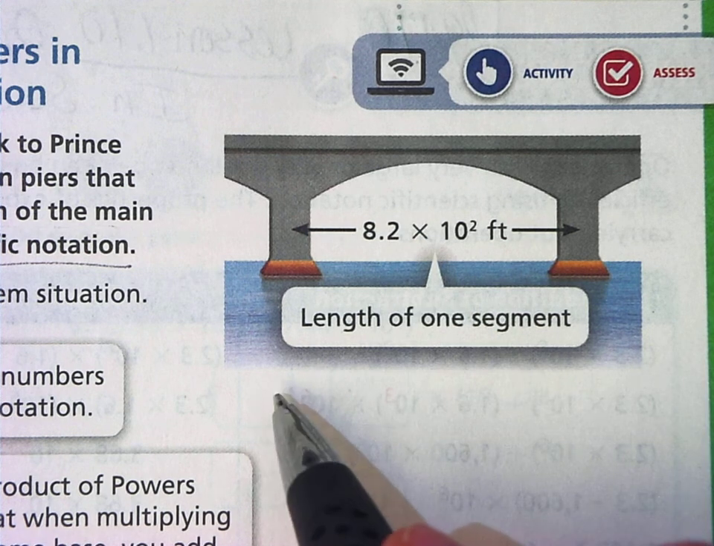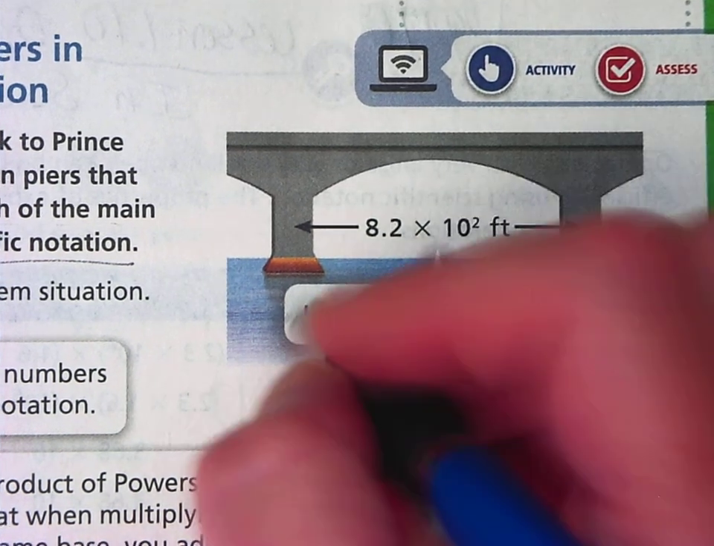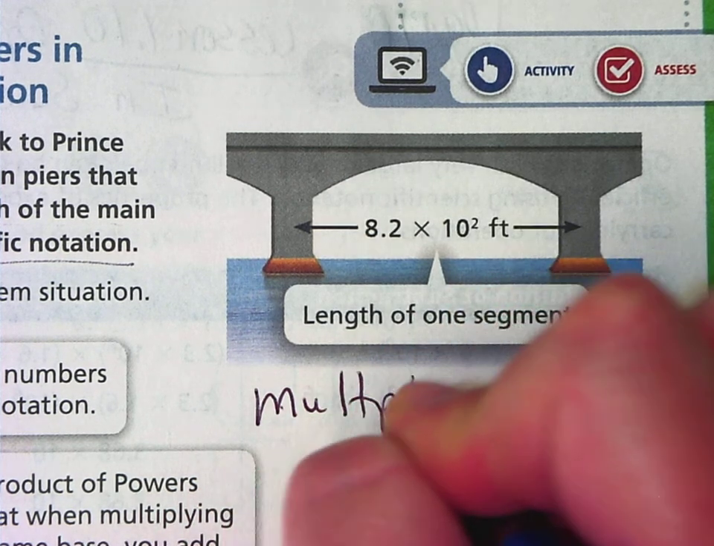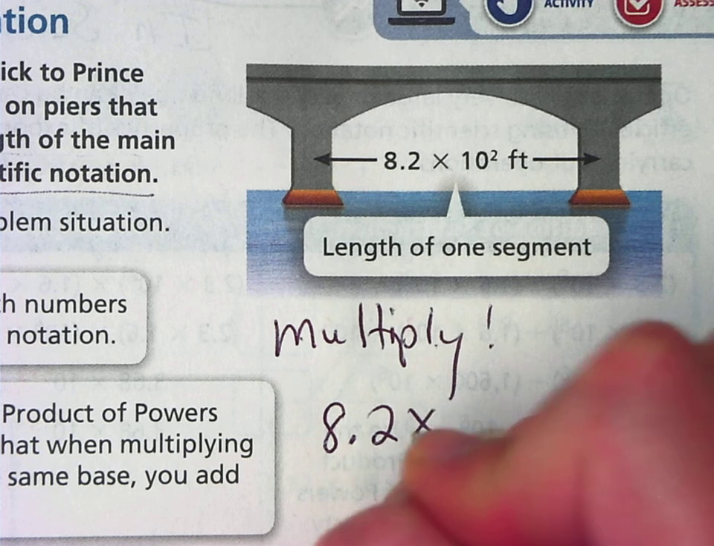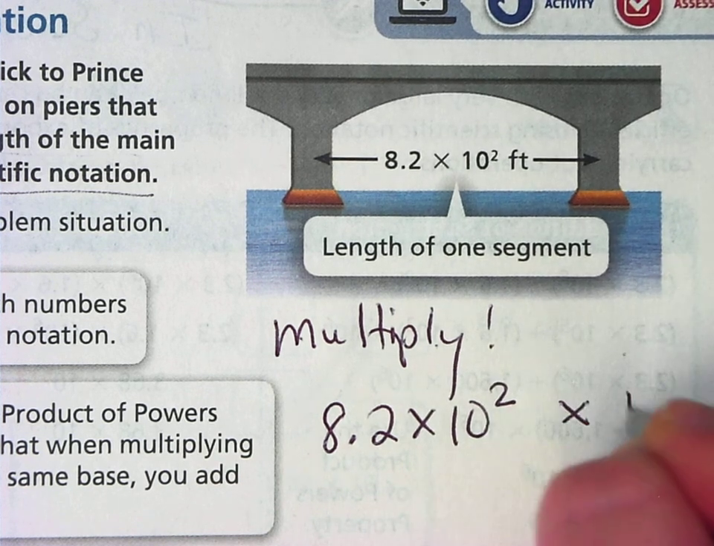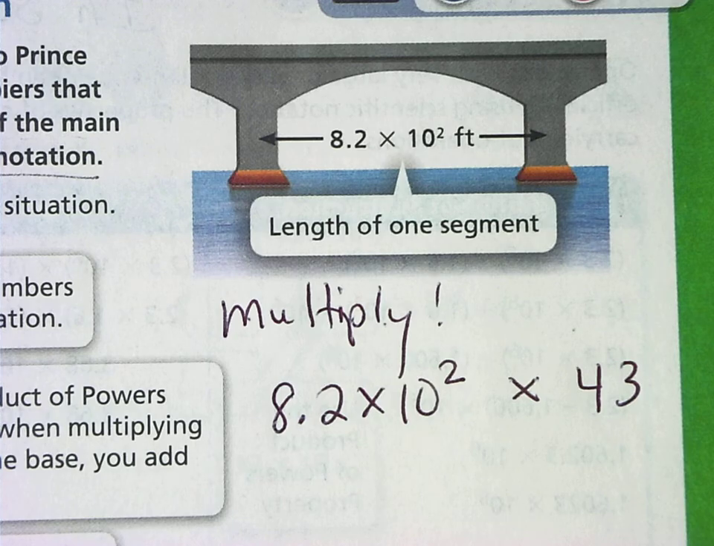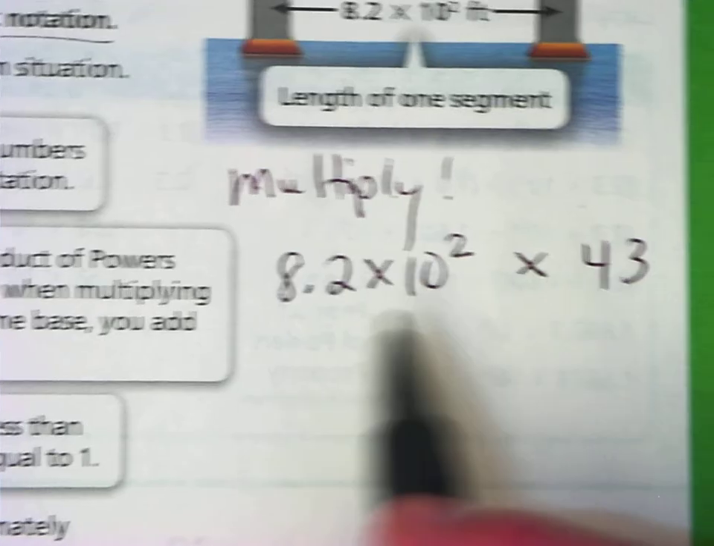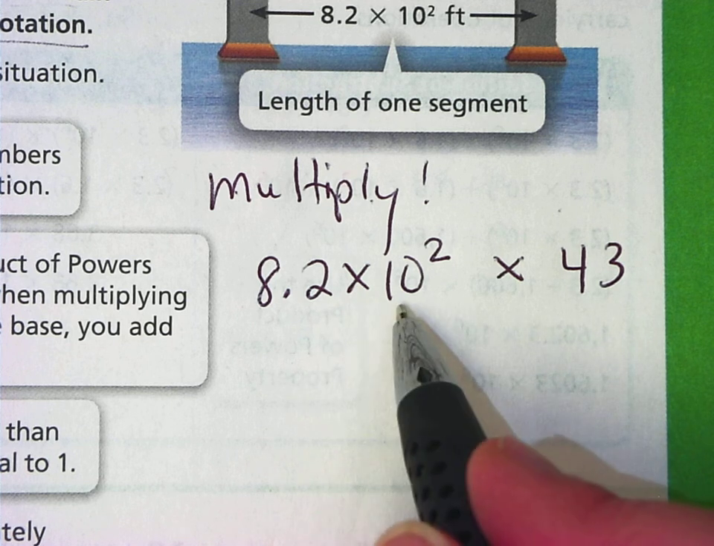So 43 times 8.2 times 10 to the 2. You're multiplying these two numbers. So we have 8.2 times 10 squared times 43. Okay, so remember, the first thing we're going to do is change any number that's not in standard form into a regular number.